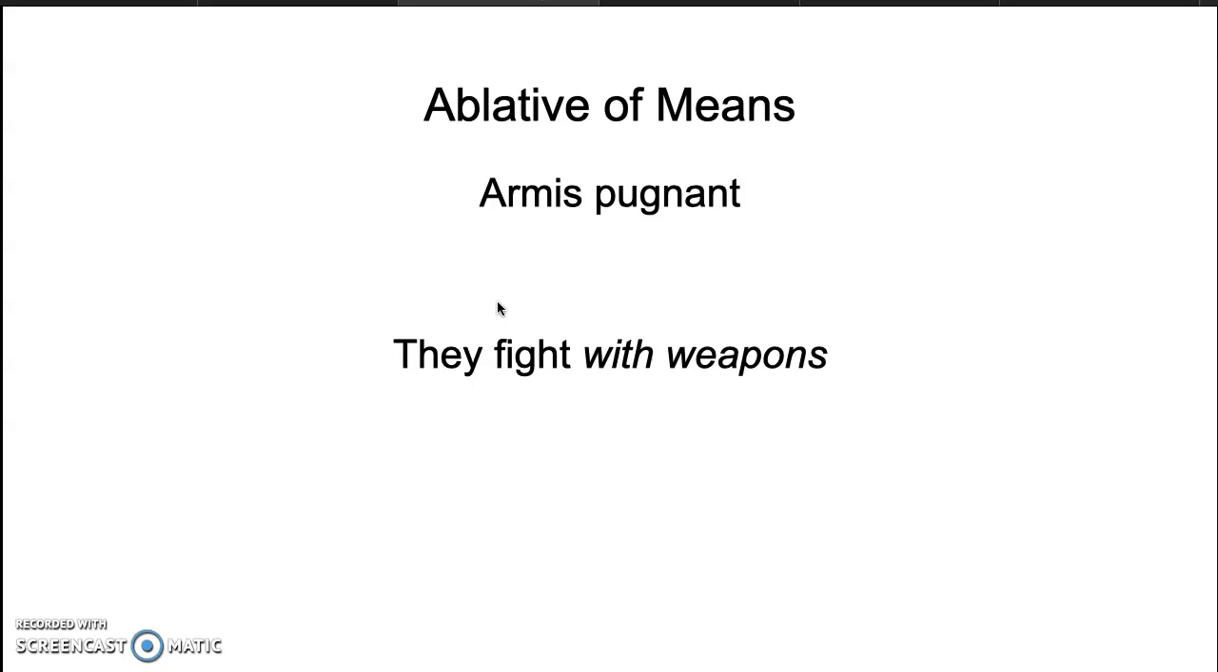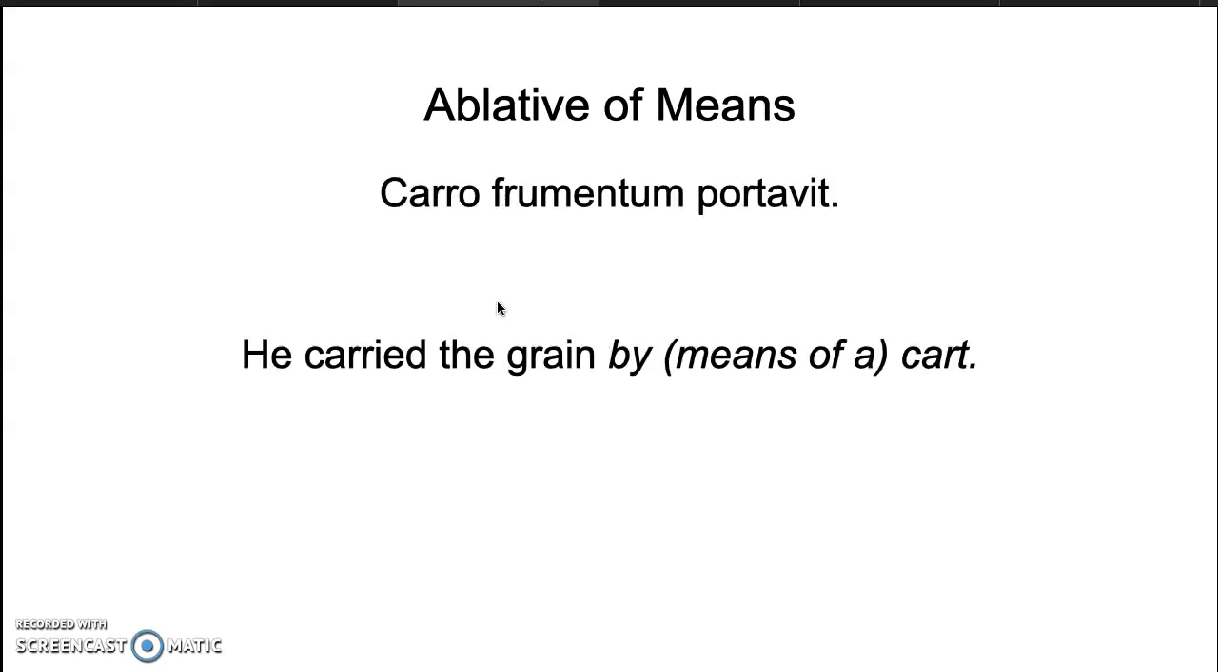Let's consider another example. So, the ablative of means, carro frumentum portavit. He carried the grain by means of a cart. Now, we know that grain isn't the subject of the sentence here because the grain carried doesn't make any sense. So he carried what? He carried the grain. How did he carry the grain?